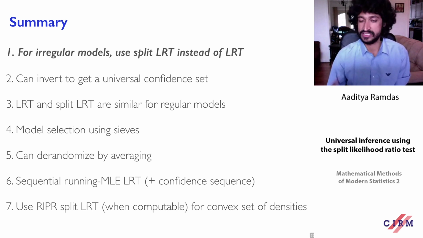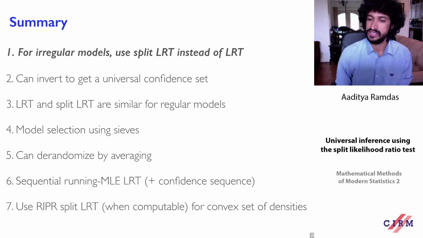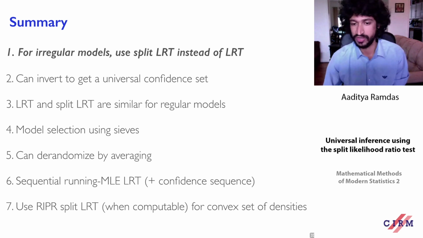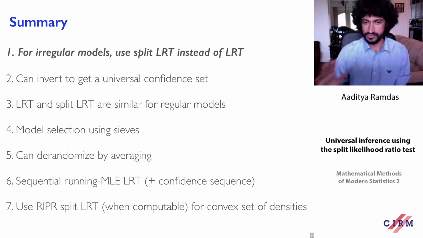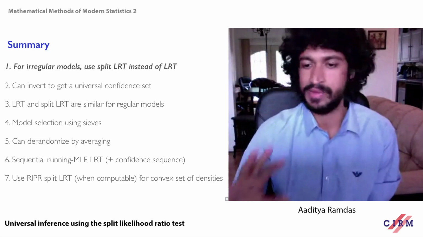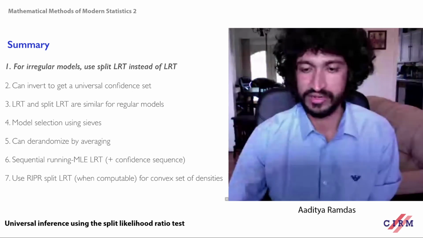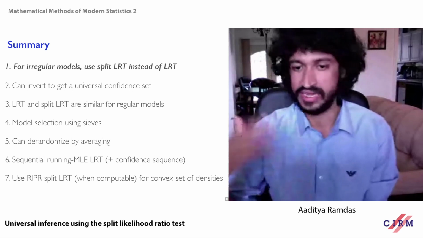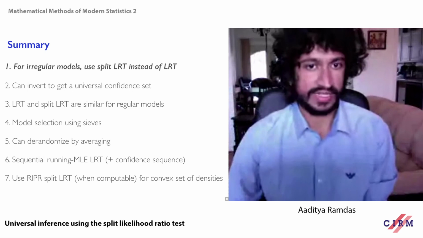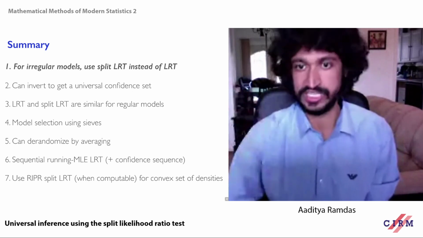We can do model selection using sieves. The split LRT will be a randomized test, but we can de-randomize by averaging. We can run it sequentially, what we call the running-MLE likelihood ratio test, and create a confidence sequence for it. And finally, we can use the ripper split LRT when we're dealing with convex sets of densities, and I'll mention a few other extensions as well that could be of interest, like profile likelihoods or powered likelihoods or mixture likelihoods and so on.